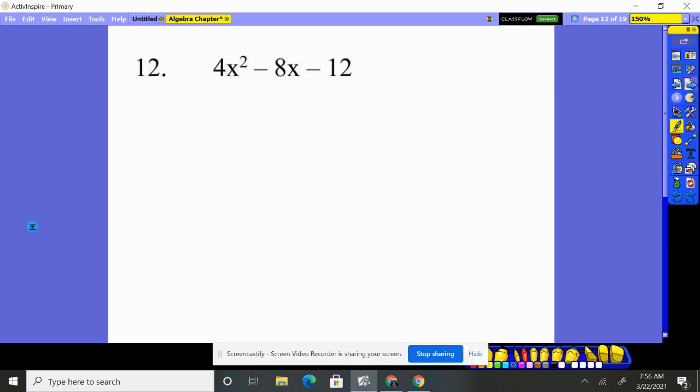And finally, number 12. I see a number out in front of the x squared. It's called the a value. It's a 4. I can factor a 4 out of everybody. That's usually a good clue for the problems you and I are doing. Now, they can get more complicated, but not for us. So we factor out the 4. Now all I got to do is break this down.